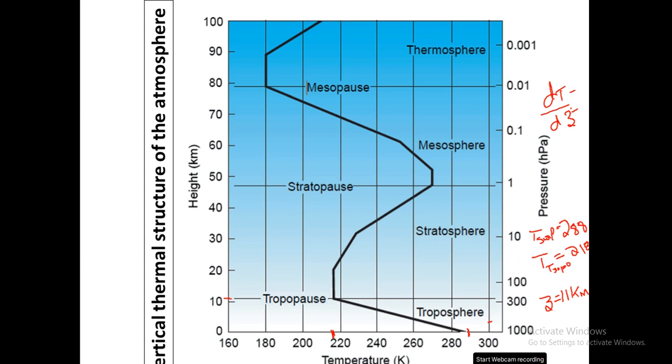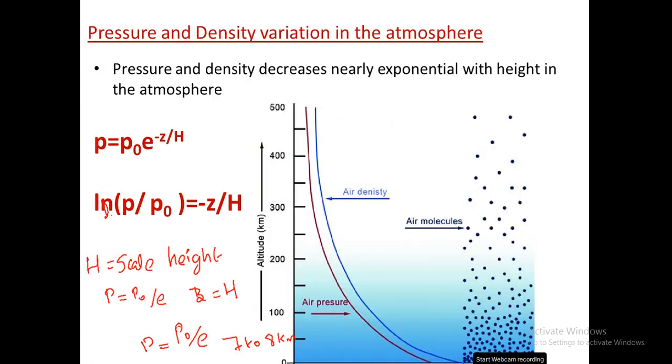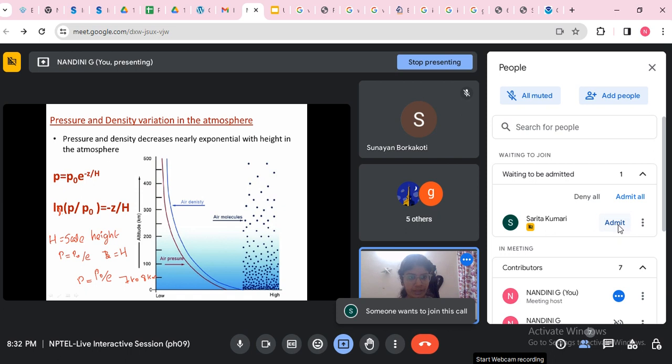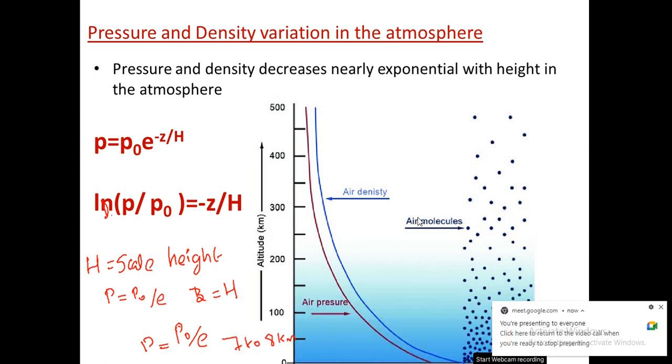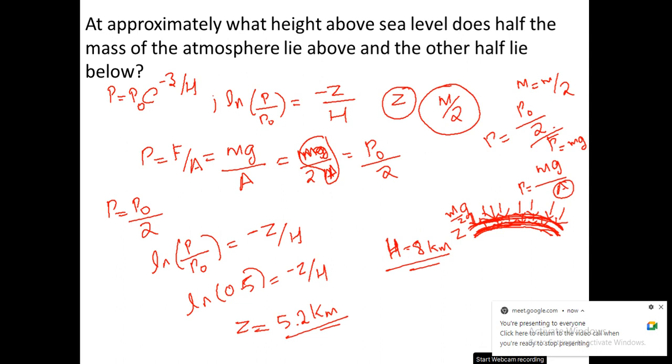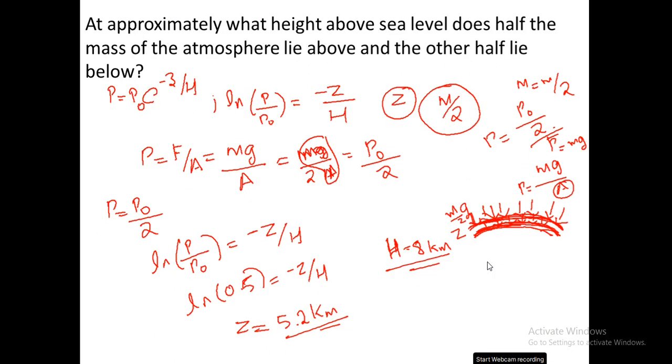And then we talked about the thermal structure of the atmosphere based on temperature, where the layers are divided into four different layers. Then we calculated the lapse rate of the troposphere. Then we studied how pressure and density vary in the atmosphere, with both decreasing exponentially. We found that almost half of the atmosphere is present within 5 kilometers, so the air molecules become much fewer as we go up. Most of the atmosphere is in the lower layers only, up to the troposphere or half of the stratosphere. After that, the number of molecules is very small.